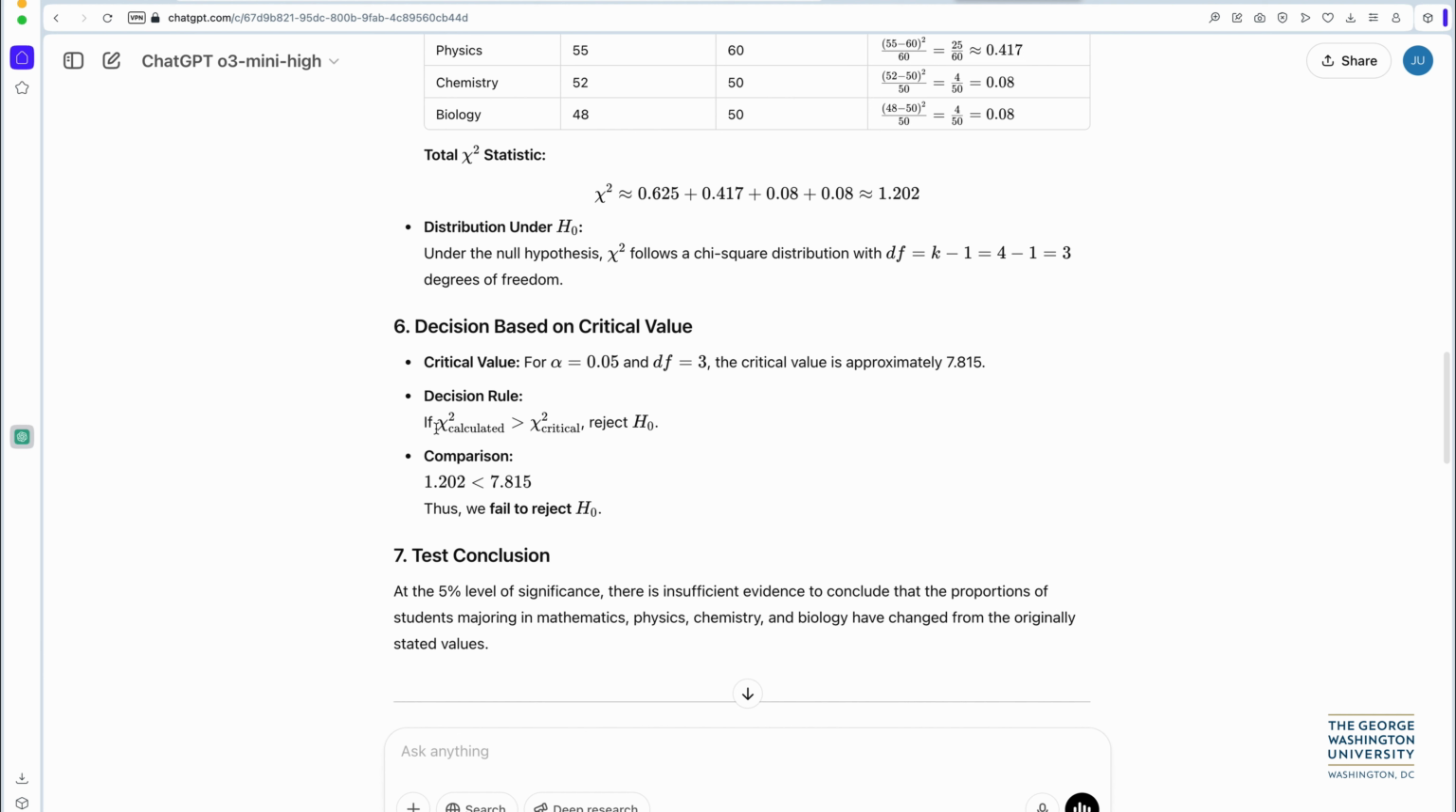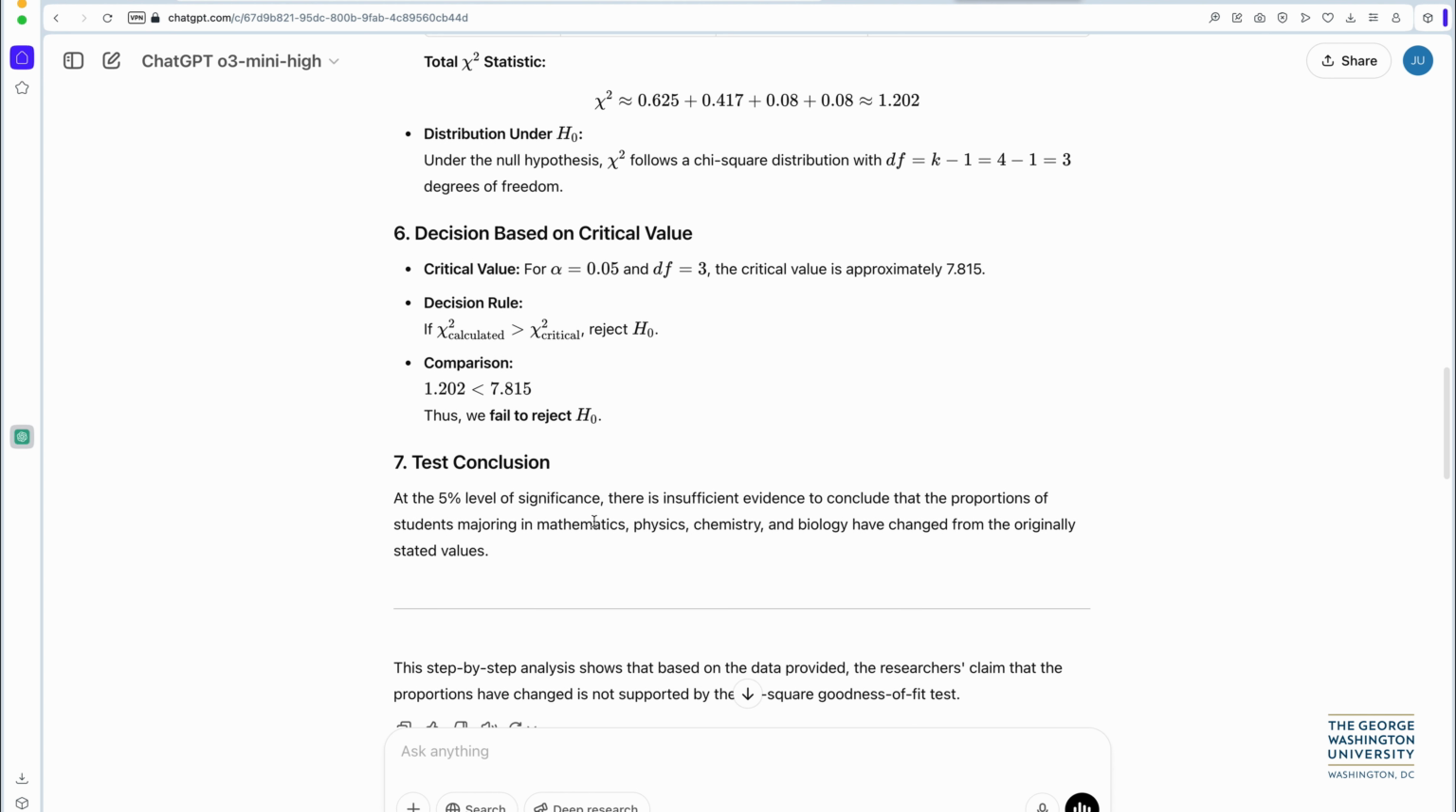There's our decision rule. If x squared, as we calculate from the data, is more than the critical value, we'll reject. We had 1.202. That's not larger than. In fact, that's smaller than 7.815. So we failed to reject. And so at the 5% level of significance, there's insufficient evidence to conclude that the proportion of students majoring in math, physics, chemistry, and biology have changed from the originally stated values.